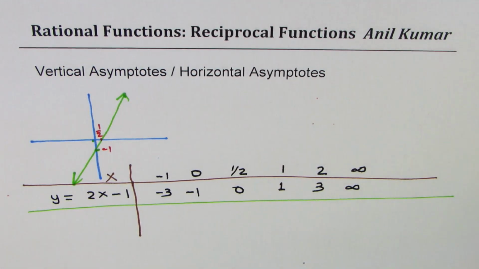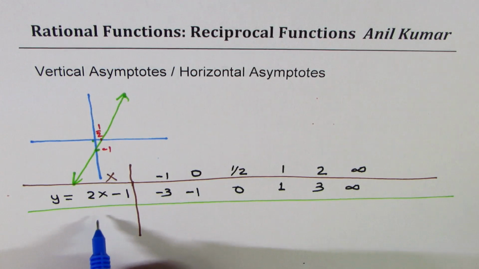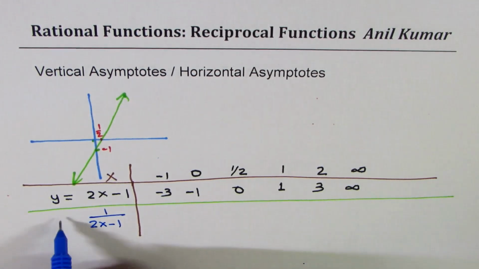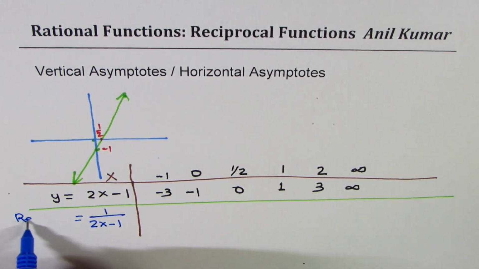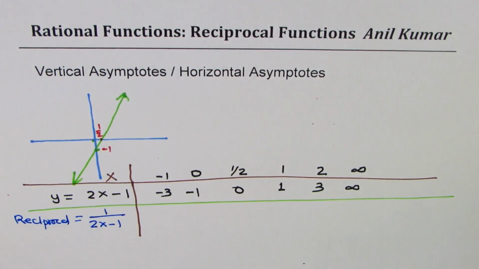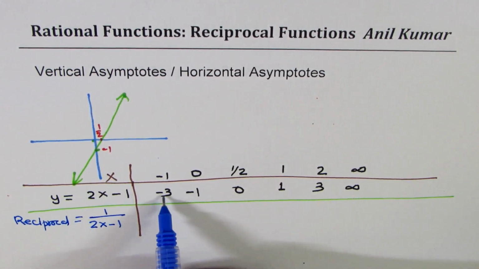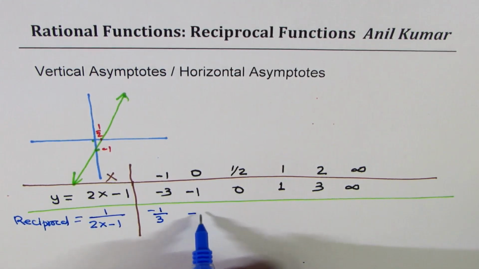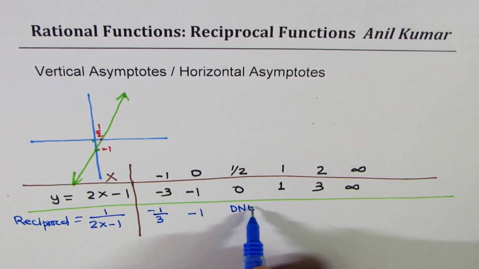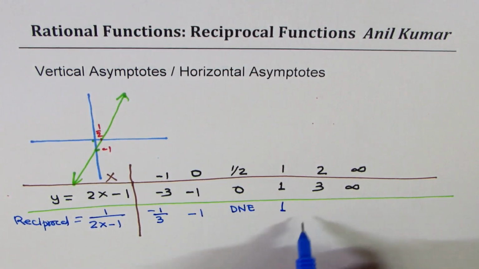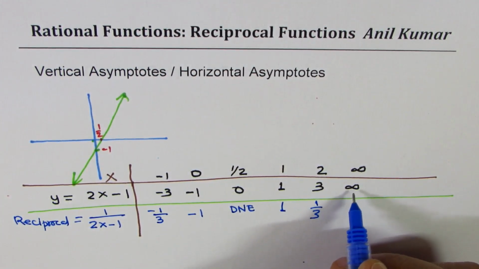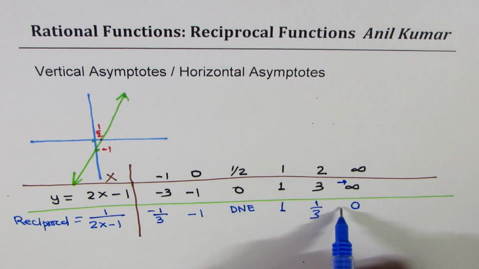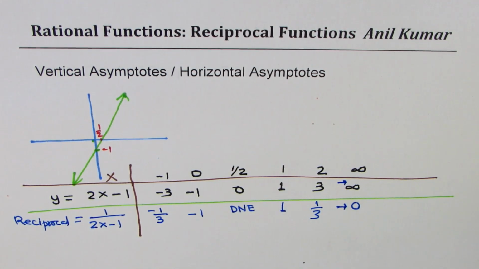Now let us consider the reciprocal of this function, which is 1 over 2x minus 1, right? So this is the reciprocal function. In that case, the values will be reciprocals of these. So we'll have minus 1 over 3. This will be minus 1. This does not exist, 1 over 0 is not defined. This will be 1. This will be 1 over 3. And infinitely large will approach 0, right? So basically we should write that approaching infinity will approach 0.